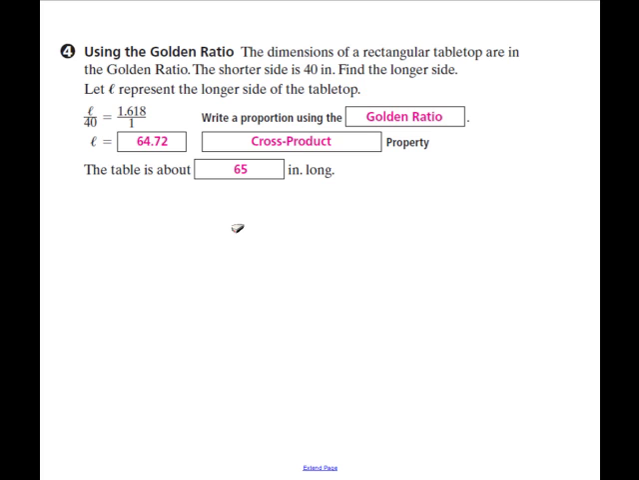The quick check's fairly straightforward. Again, they follow directly the examples that we just completed, so if you have any trouble, look back to the example and try to model the work that they have done.